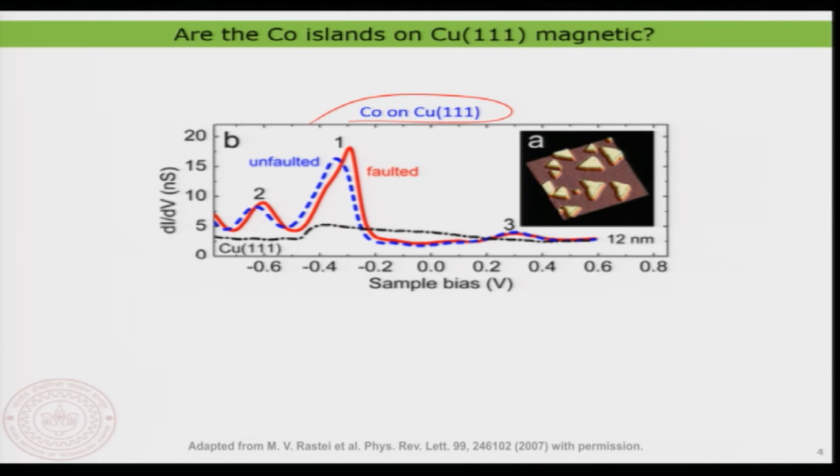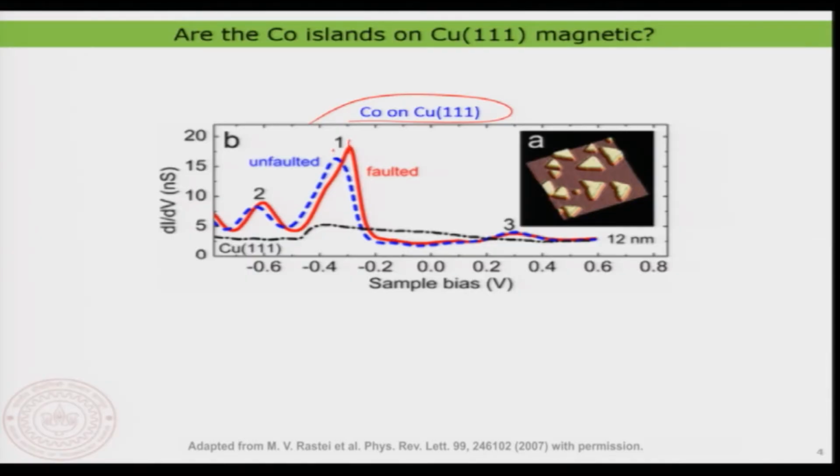I have just taken this as a simple or typical example, but you can definitely do this experiment on any kind of combination of interface. But now the question is, can we check whether these cobalt islands on the copper 111 surface are magnetic? Is it possible?